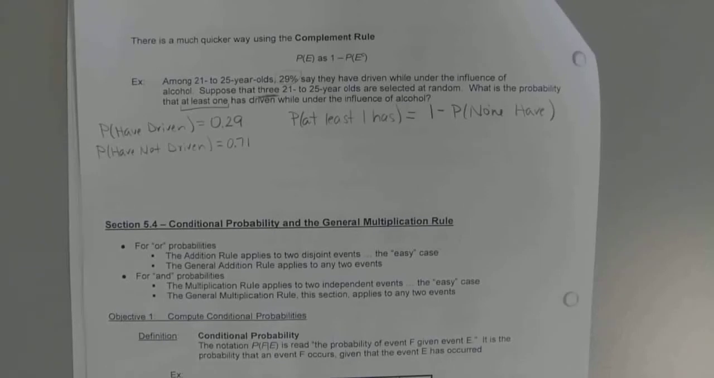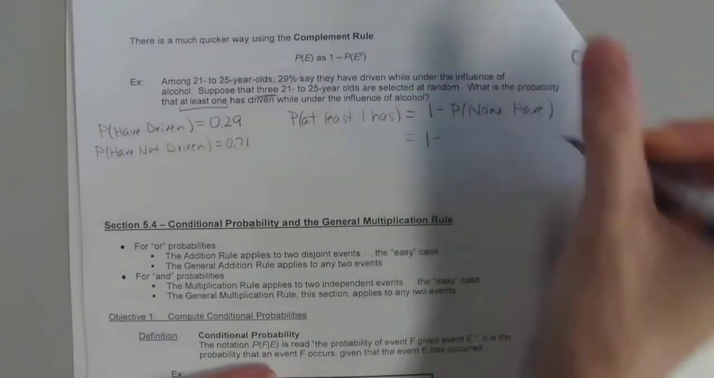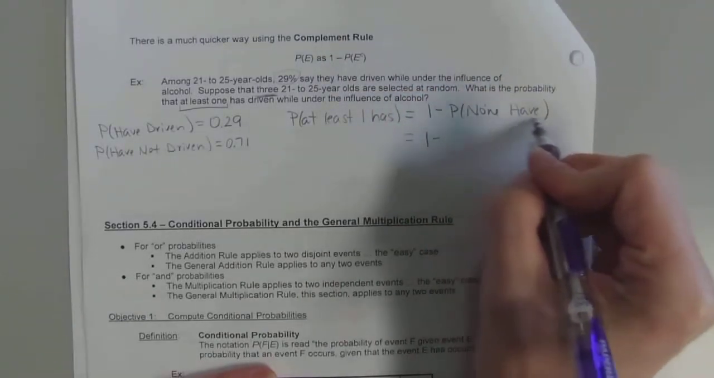Yeah. So what I was going to say, keep in mind, worst case scenario when it comes to an at least 1 problem on the test, start it with 1 minus something, okay? It's always going to be the complement rule, and it's always the opposite, okay? So at least 1, the opposite is none. At least 1, the opposite is none. And why does that help us? Because over here, none have driven under the influence of alcohol.